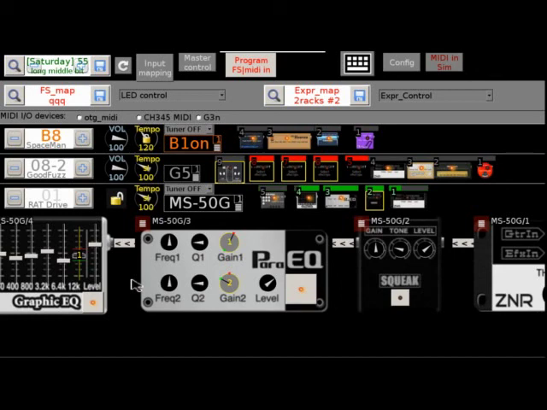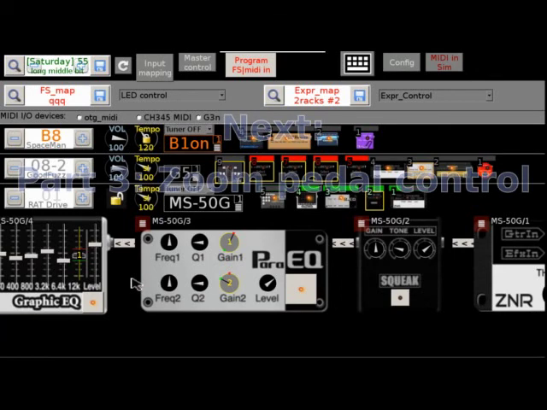Next, I'll look a little closer at these individual pedal controls.